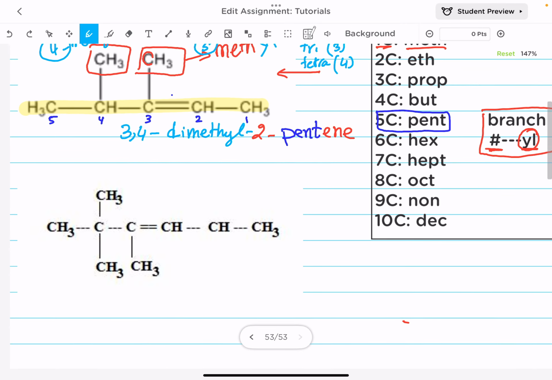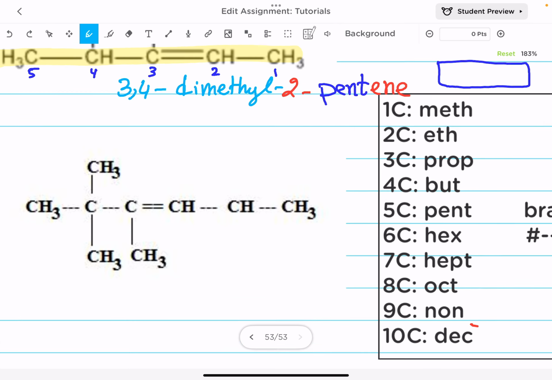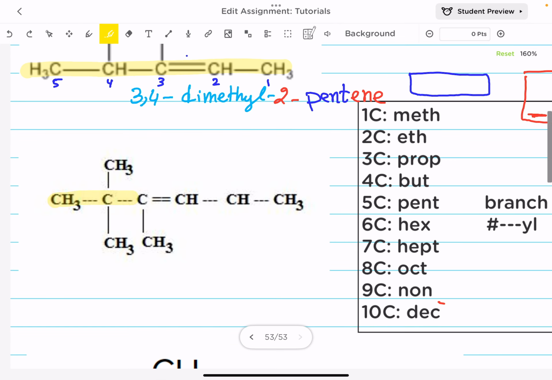Now let's take another example. Now, in this one, again, we select the longest chain. 1, 2, 3, 4, 5, and 6. I have 6 carbons in the given example. So 6 carbons means a hex. Now, in this compound, I have a double bond. So I'm going to say hexene. And then directly I'm going to give it a number.